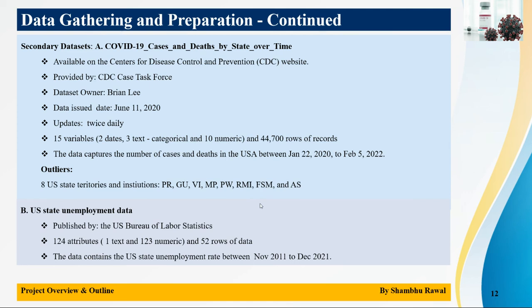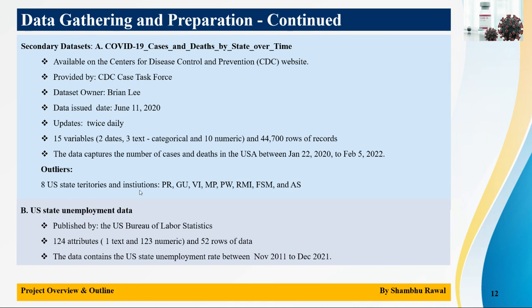The other data I will use is the COVID-19 cases and deaths by state over time, which is a secondary data set. It has 15 variables: 2 dates, 3 text, and 10 numeric variables, and it has 44,700 records. It's available on the CDC website and provided by the CDC case task force. The data was issued on June 11, 2020, and updates twice daily. The data captures the number of cases and deaths in US states between January 22, 2020 and February 5, 2022. It also has eight US states and territories and institutions information, which I will exclude from this analysis.